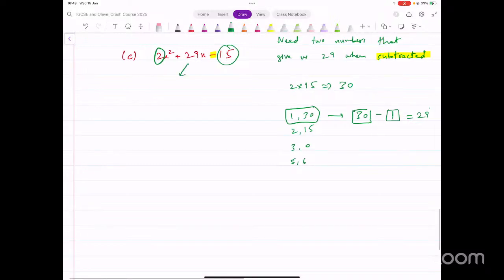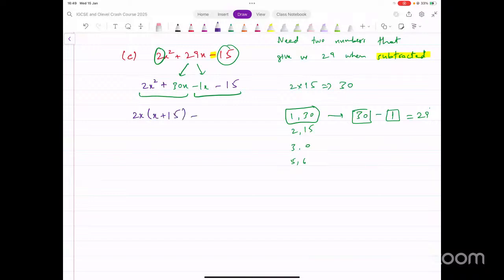So we can break it down into two parts like this. This becomes 30x minus 1x, right? And the rest of the terms can be written as they are: 2x squared plus 30x minus x minus 15. Now again, think of the first two terms and what you can take common. Think of the last two terms, and what you can take common. From the first two terms, we can take 2x common, and that leaves us with x plus 15 inside. And from the second two terms, remember, we have to take negative common always.